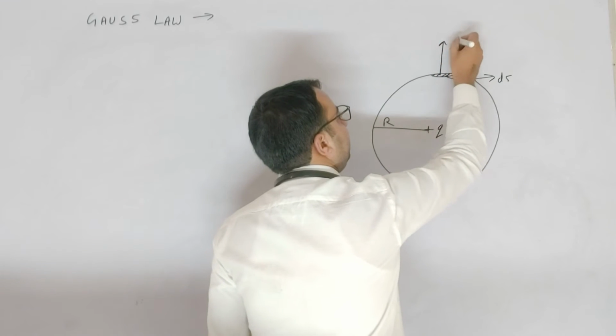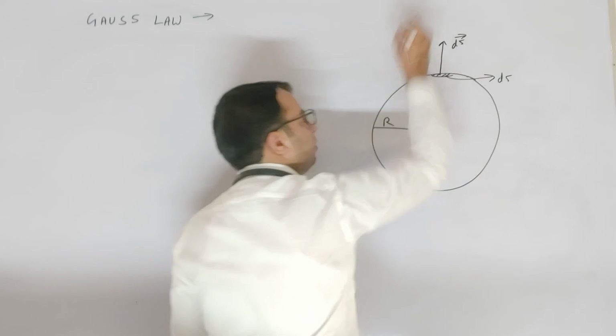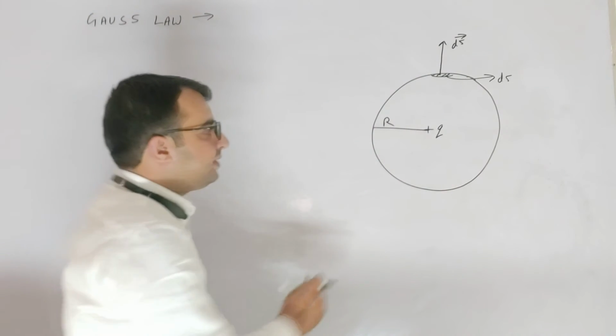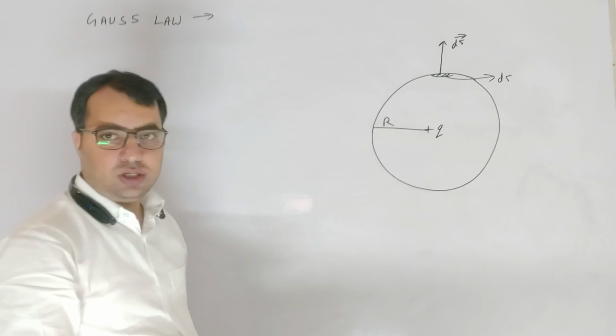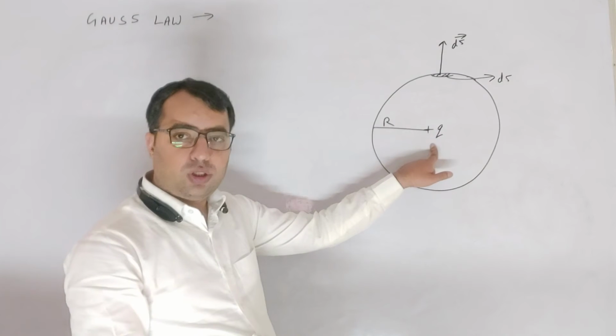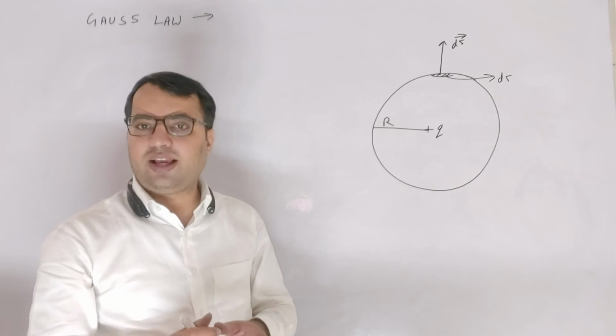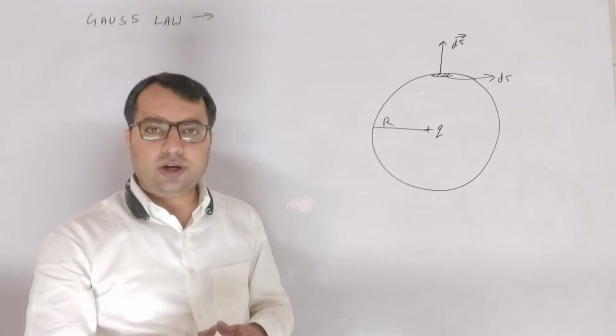Area vector will be ds vector. It is at an angle of 90 degree from that particular area. As this charge is positive charge. ये कौन सा चार्ज है बच्चे? Positive charge है. And we already know positive charge की वजह से electric field lines का direction क्या होगा? It must be radially outward.